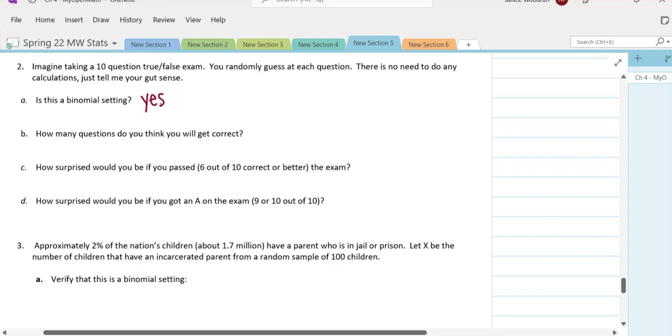How many questions do you think you'll get right? All of them? What do you got? What else? 7? 5? 5? What's the strategy? Are you going to go A, B, B, B, A? How are you going to do it? Or true, false, true, false?